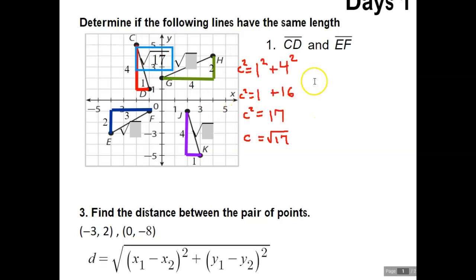Okay. And then we can do the same thing for EF, which is right here. So I'll do blue. And that's going to be 2 squared plus 3 squared, right, which is 4 plus 9, which is 13. And likewise, these are also what's equal to c squared, right? So that means c actually equals square root of 13.